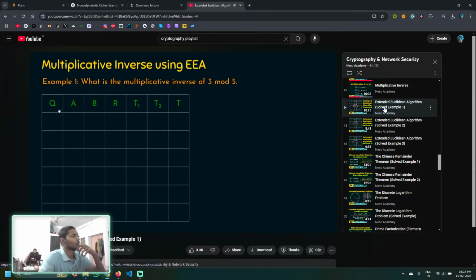Let's solve this now. We know the solution includes 7 columns: Q, A, B, R, which we had in Euclid's algorithm way of computing GCD, and we are extending this Euclid's algorithm with T1, T2, and T. As already mentioned, A should take the bigger value, right? So 3 and 5, what is the bigger value? 5. So 5 is placed in A and 3 is placed in B.